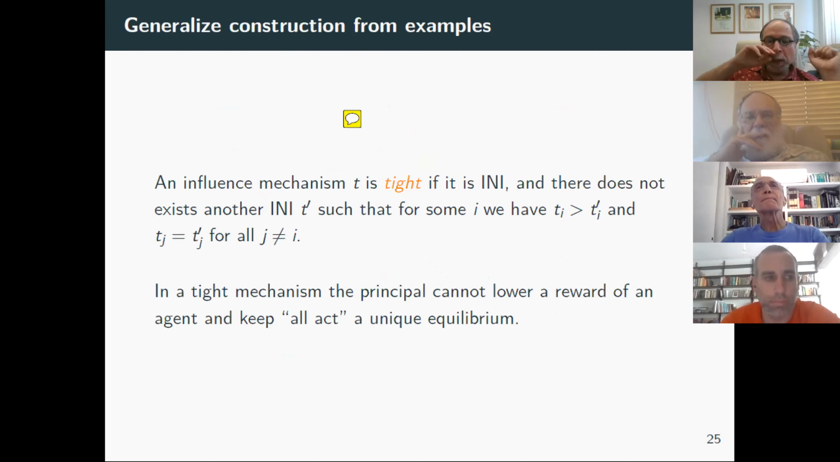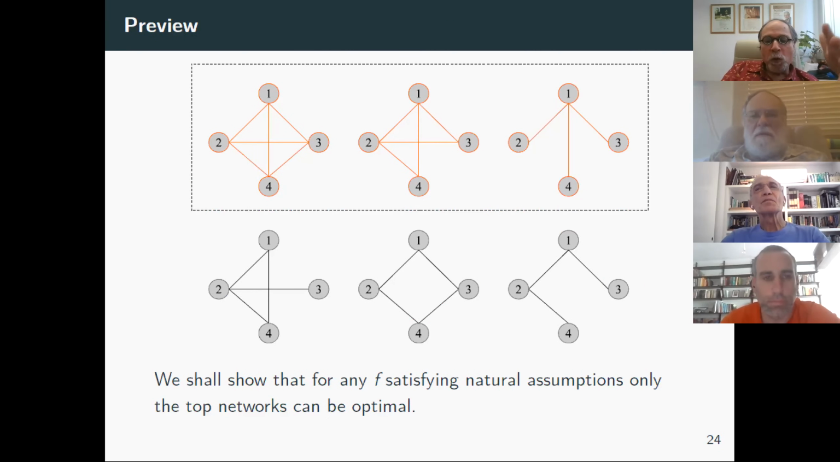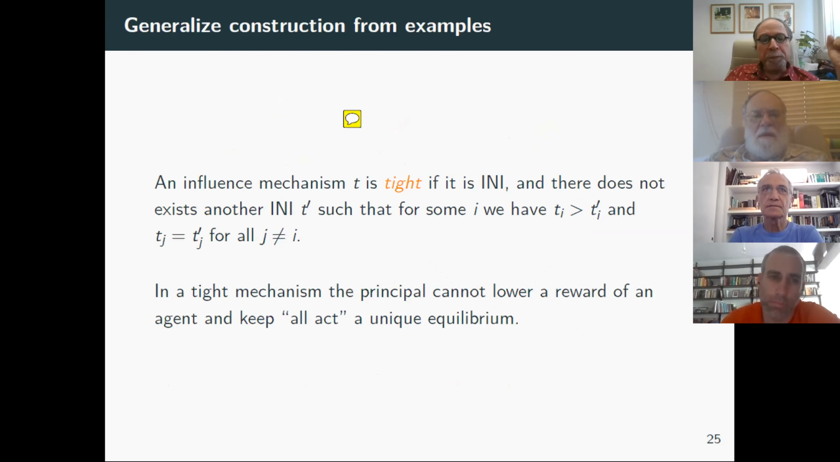Okay, these are all examples. So now I'm going to generalize this example and come up with a more general result. I'm going to start with the notion of a tight mechanism. A mechanism is tight if there exists no other mechanism such that reducing the reward or the transfer for one of the agents would still allow everybody to take the action in a unique equilibrium.